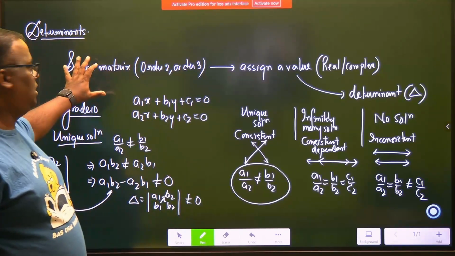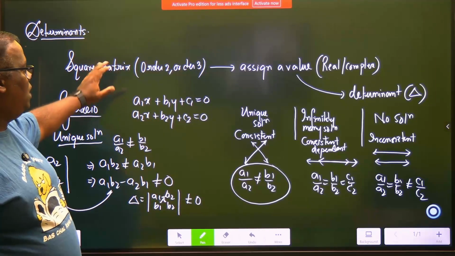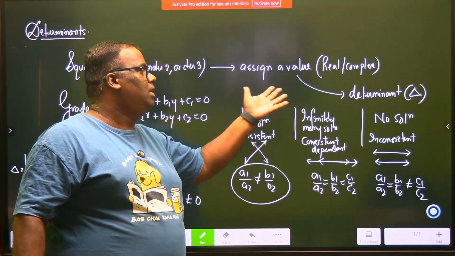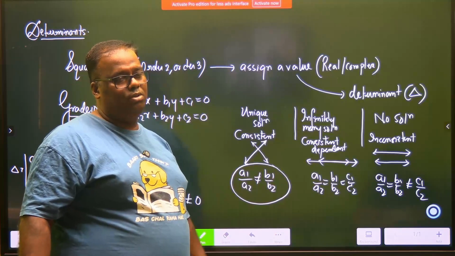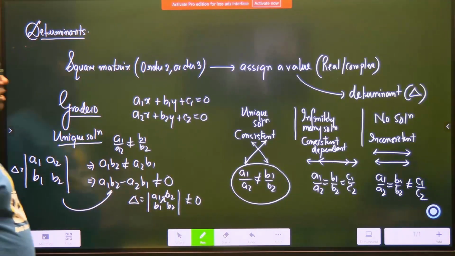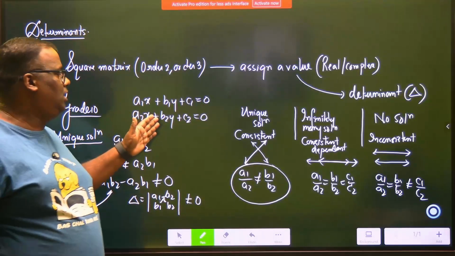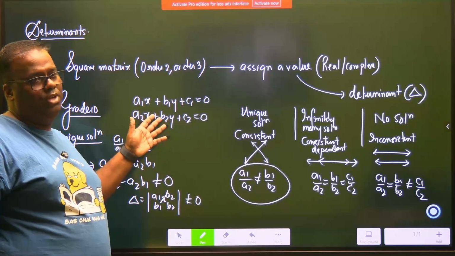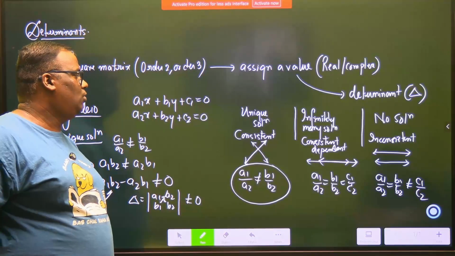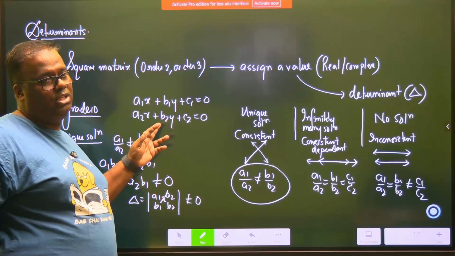Once you have a matrix, you can assign a value. Every matrix can be assigned a value based on the type of the matrix that you have, and that value is known as the determinant of the matrix. Right? Determinant of the matrix is most widely used in solving linear equations. This is a linear equation in 2 variables. In additional mathematics in the commerce section, they will have linear equations in 3 variables.